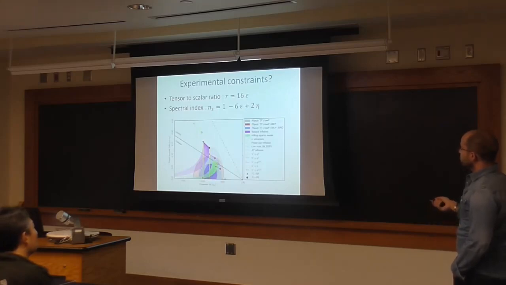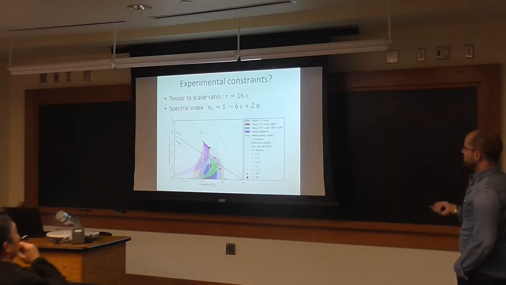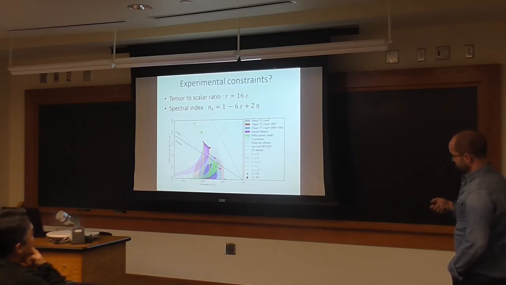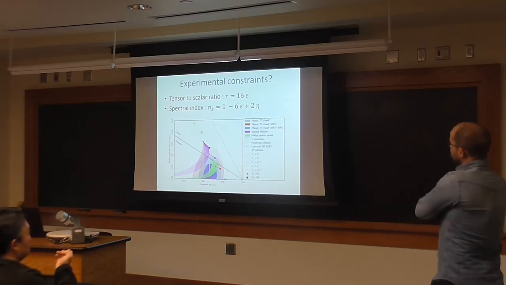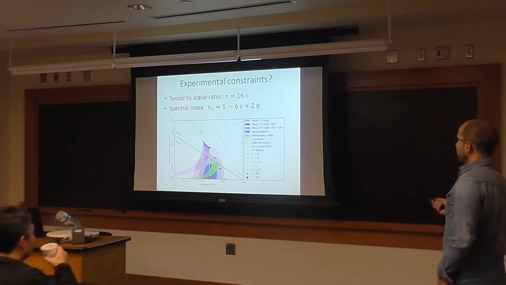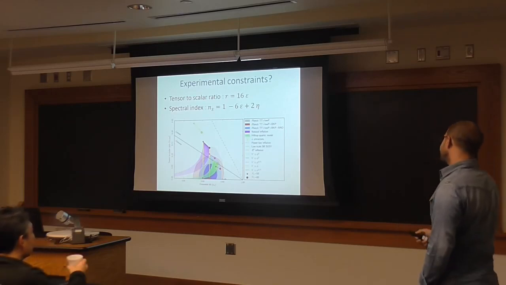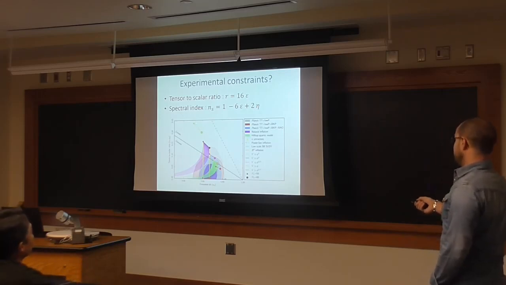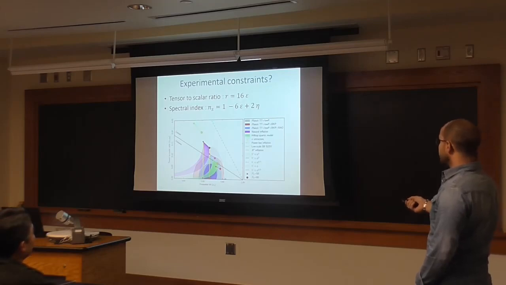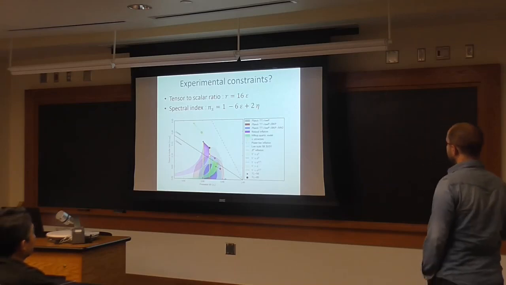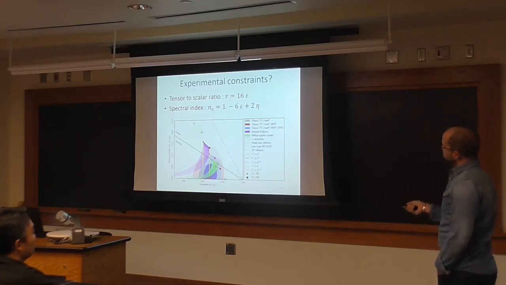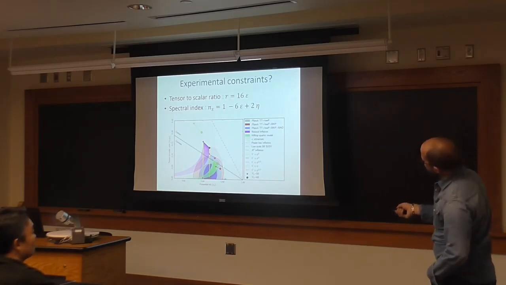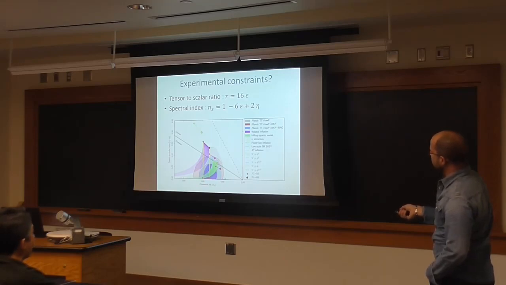So, what about experimental constraints? Well, we can read them from the perturbations. Perturbation theory predicts that you might have scalar modes or tensor modes in the space-time metric, and you can try to measure these from the CMB. That's how you get these contours, which are published by the Planck collaboration and now other collaborations like BICEP too, and you need to be inside this little blob to satisfy the experimental observational constraints.